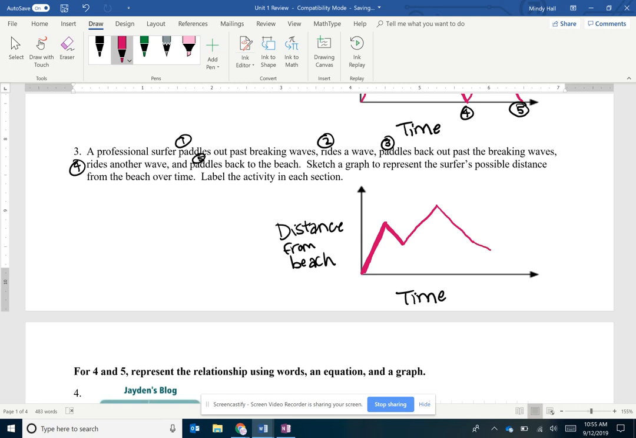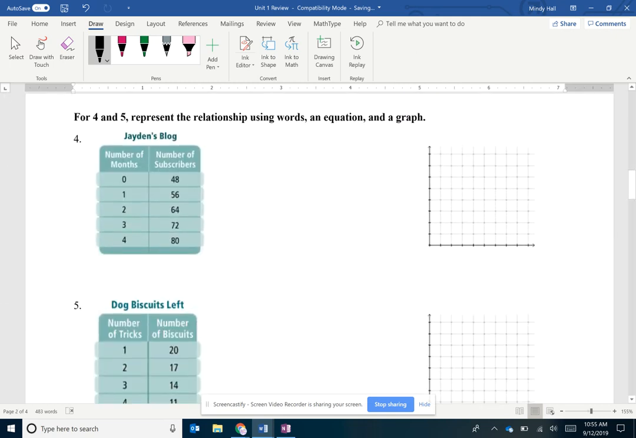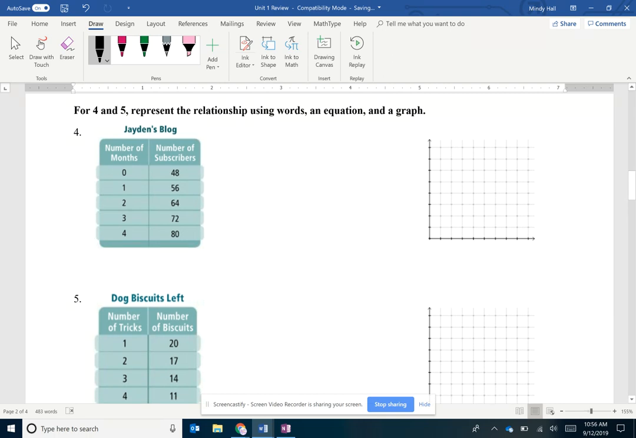And it may even be that I paddle really slowly. So actually, I'll change this a little bit. I'll make this fast in and then slow paddle back in. So we paddled out, rode a wave, paddled back out, rode a wave, and paddled back into the beach. And I have that less steep because the chances are I'm paddling in slower than the wave would have brought me.